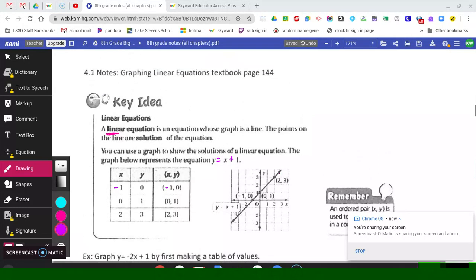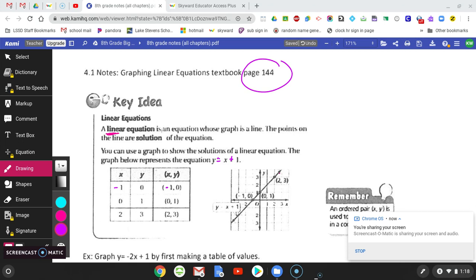All right, so we are on 4.1, which is graphing linear equations. Again, reference where you can look in your online textbook. So a linear equation is an equation whose graph is a line. So it's got the word line in it. I have underlined here for you. It shows you it's going to be a straight line. If it's not a straight line, it is not going to be considered a linear equation.